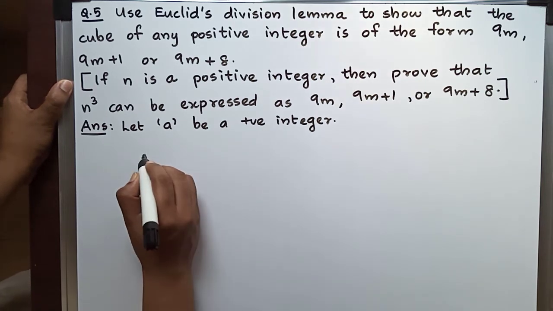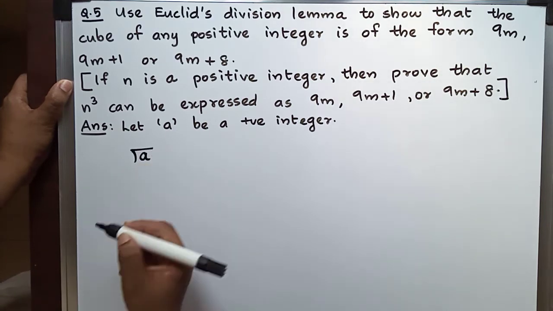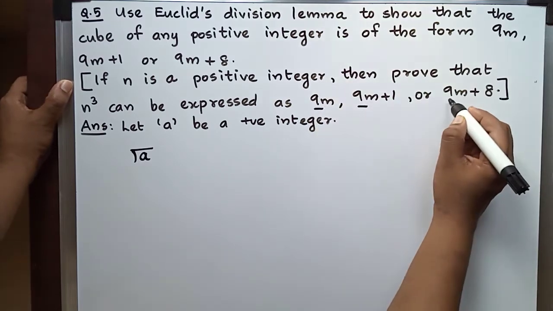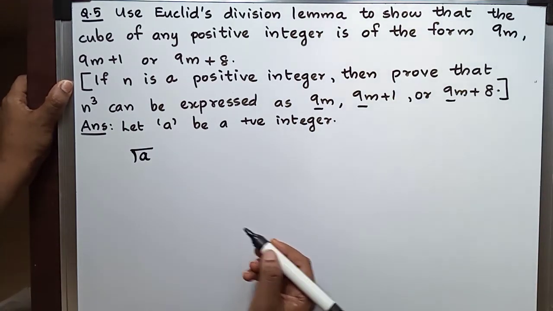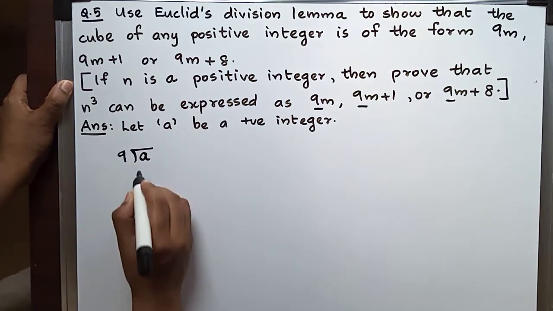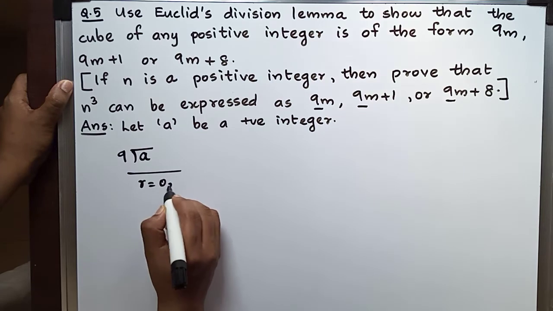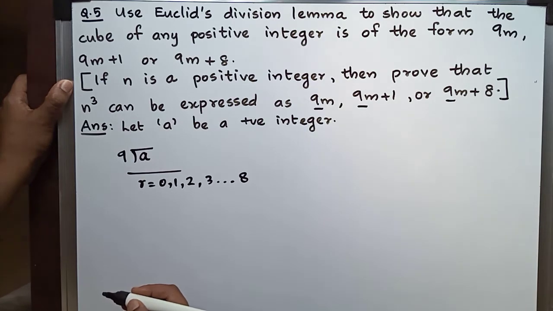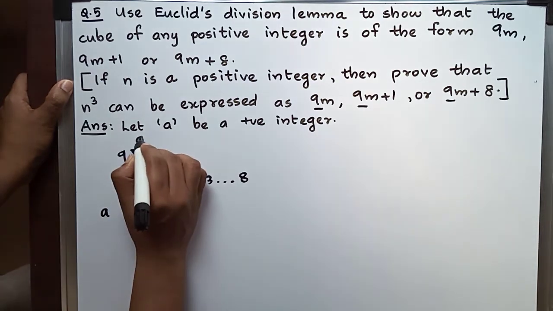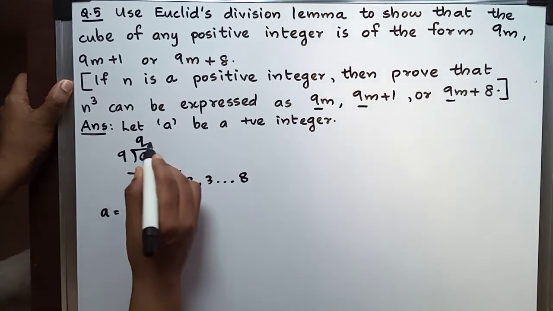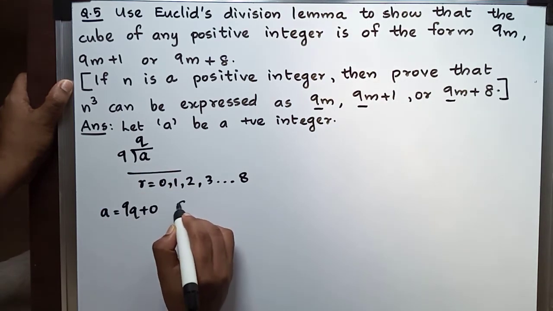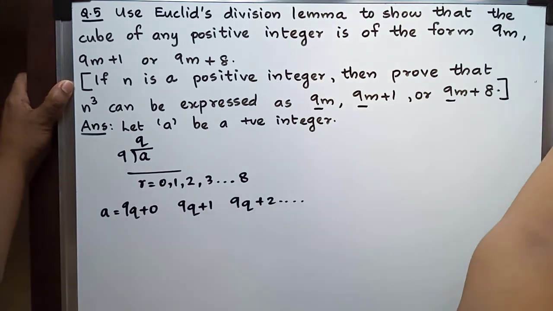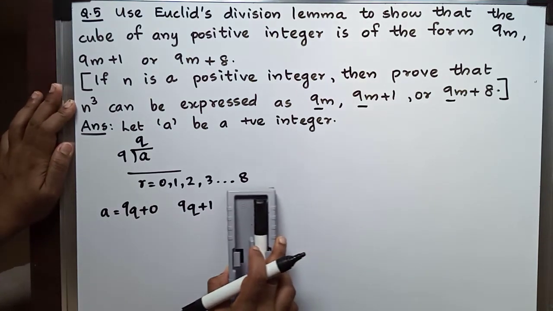Okay, what is the next step? We have to divide this a by what? Here we have to prove 9m, 9m plus 1 or 9m plus 8. See, we have to divide it by 9, right? Then what will come as the remainder? 0, 1, 2, 3, etc. up to 8. Right? Anyways, a quotient q will be there. a can be represented as 9q plus 0, 9q plus 1, 9q plus 2, like that. So many options are there. So it is very difficult to do that, right?